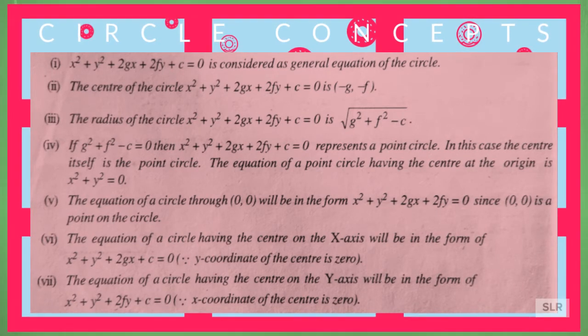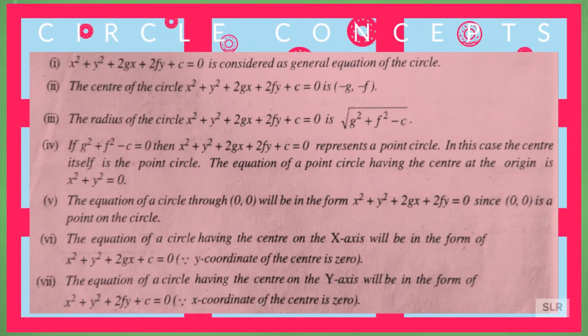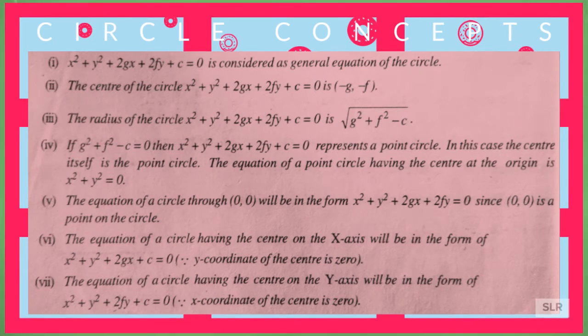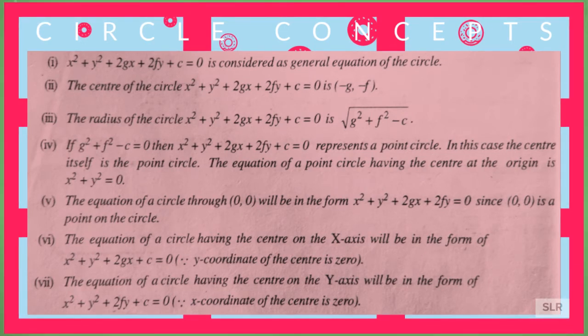minus c. If g square plus f square minus c is equal to 0, that is, the radius is equal to 0, then the general form of the circle becomes a point circle with radius 0. The equation of the circle is x square plus y square is equal to 0. The general form is converted to x square plus y square is equal to 0.